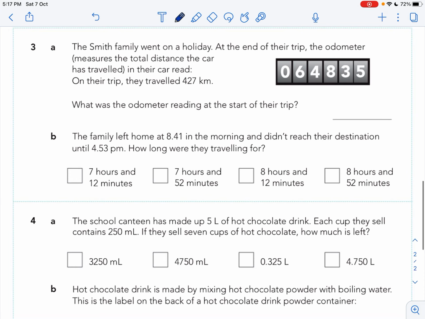Right, the Smith family went on holiday. At the end of their trip, the odometer, i.e. how far it has travelled, read like this. On the trip, they travelled 427. What was it at the start of the trip?